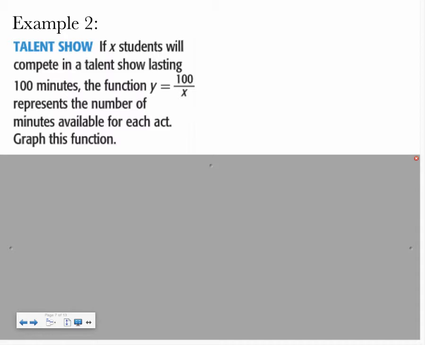Graph this function. So you'll have to do a few graphs in order to be able to solve this. In order to graph it, let's make an XY table. What are some good numbers that 100 is divisible by? If we plug 10 in, if x equals 10, then y equals 10.